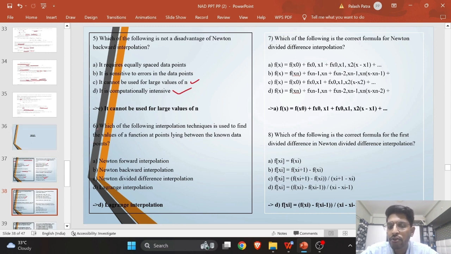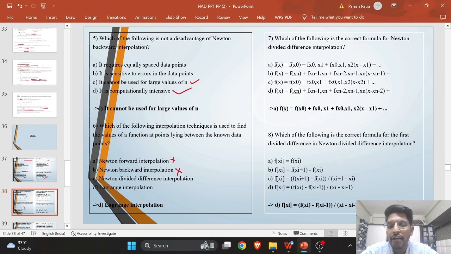Now, the sixth question asks: which of the following interpolation techniques is used to find the value of the function at points lying between the known data points? Okay. The first option is Newton forward interpolation, which is wrong, as we know that Newton forward is used to calculate the value of the function at the start, and backward is used to calculate the function value at the end.